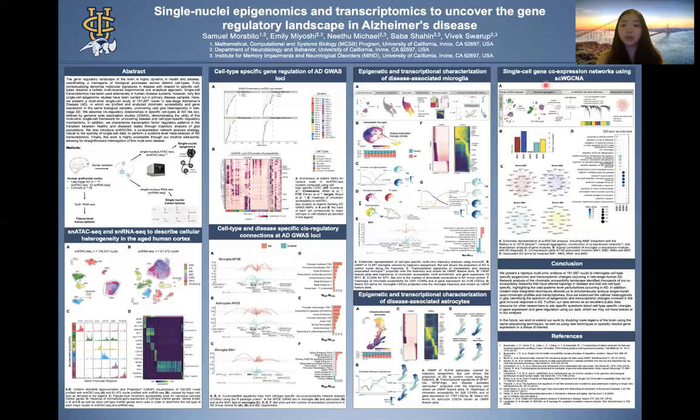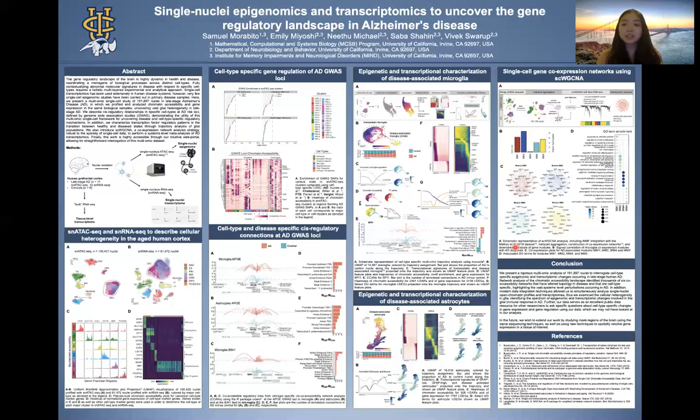And so in addition, we also here present a new analysis method to implement gene co-expression network analysis to single cell data. And this is so that we can identify cell type specific disease associated gene co-expression modules, or in other words, groups of co-expressed genes. And here we're just showing 4 of the microglial modules which were significantly associated with AD.